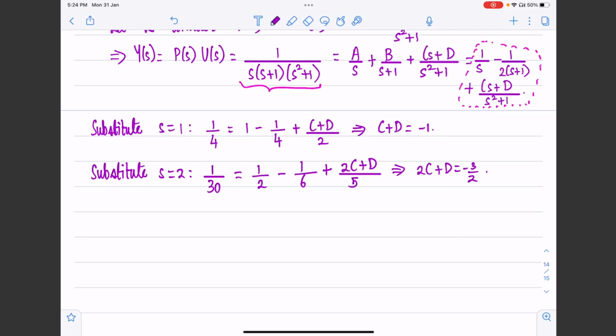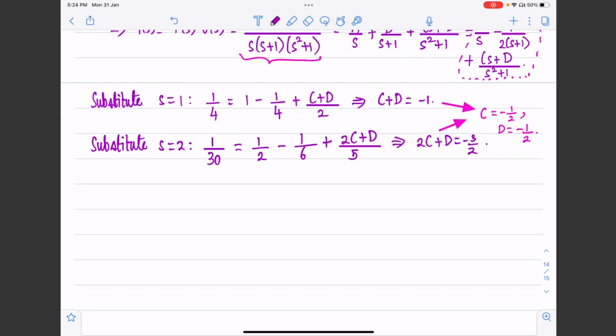Now I have two equations, right? c plus d equals minus 1, and 2c plus d equals minus 3 by 2. If I simplify and solve these two equations for c and d, we will get c to be minus 1 by 2, d to be minus 1. I'm sure you can do this. I am going to leave this as an exercise to you. So essentially this is what we will get.